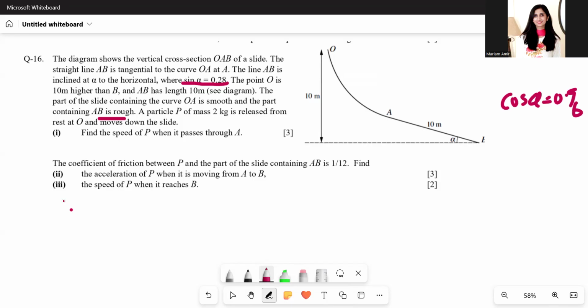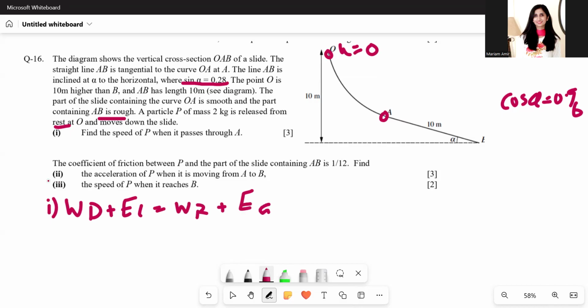A particle P of mass 2 kg is released from rest at O and moves down the slide. Find the speed of P when it passes through A. So we need the speed here, and we know the speed here is 0. We cannot use equations of motion, remember, because it's not a straight line. So I'm going to use the energy formula, which is work done by driving force plus loss in energy is equal to work done by resisting force plus gain in energy. There's no driving force in this question. There's no power, no engine. It's just a particle.